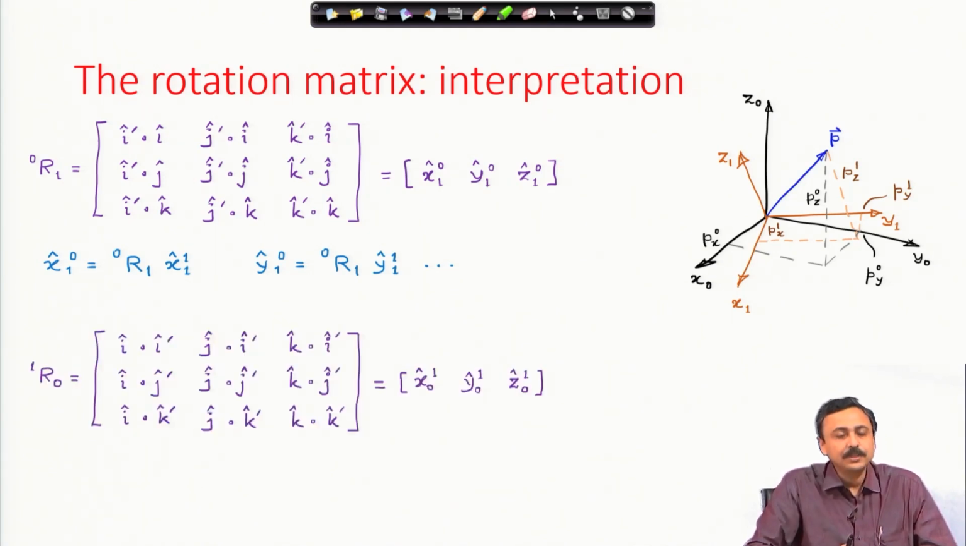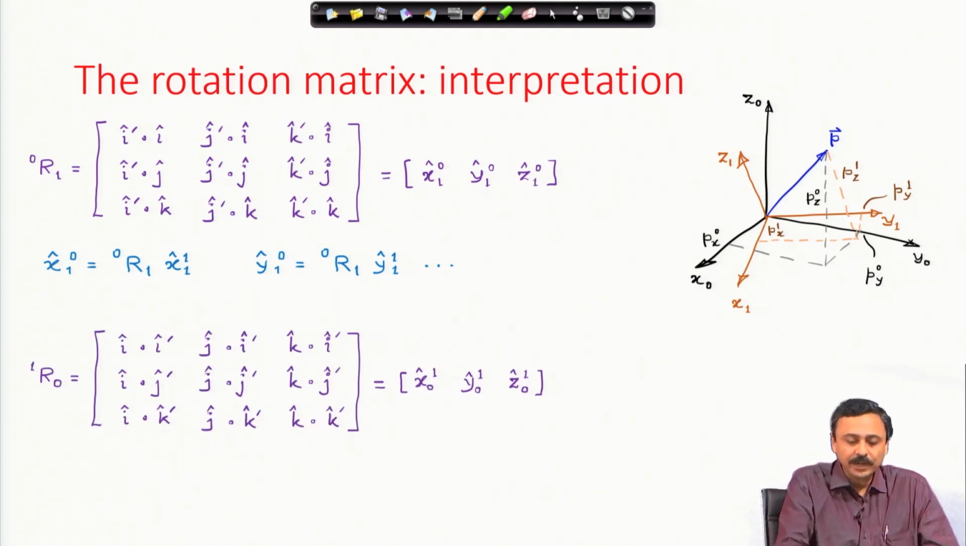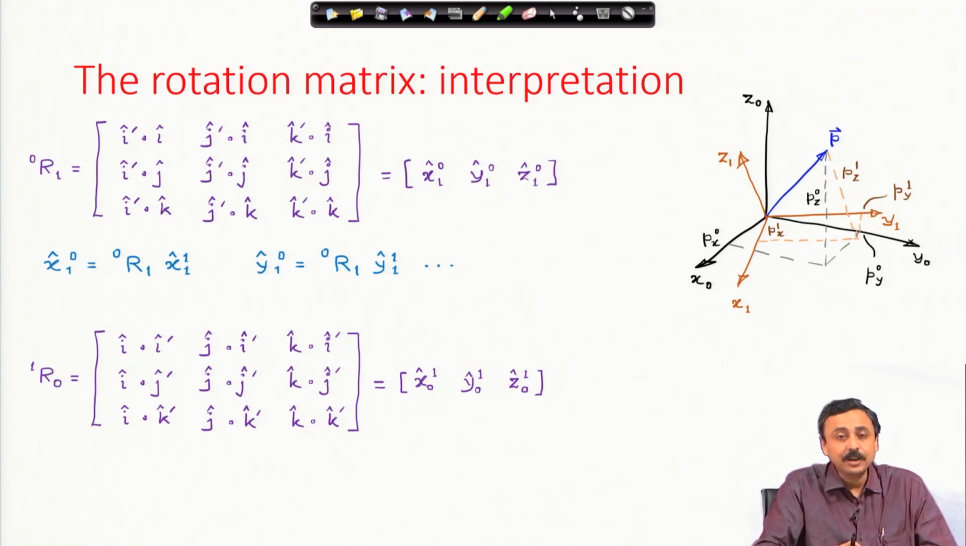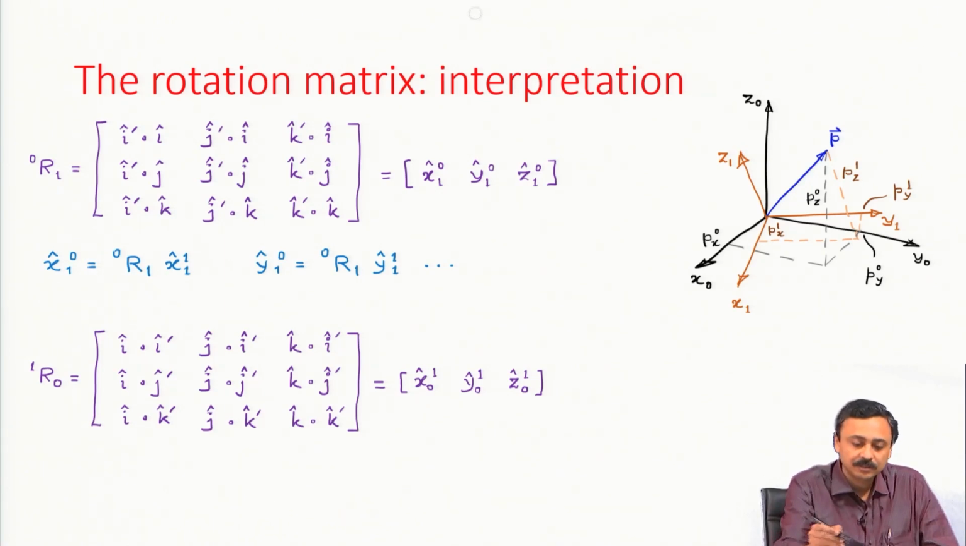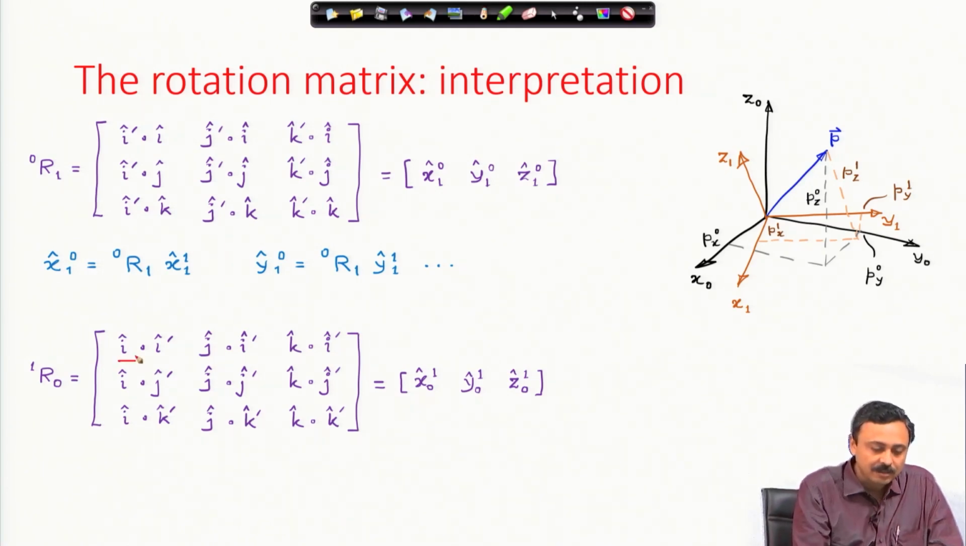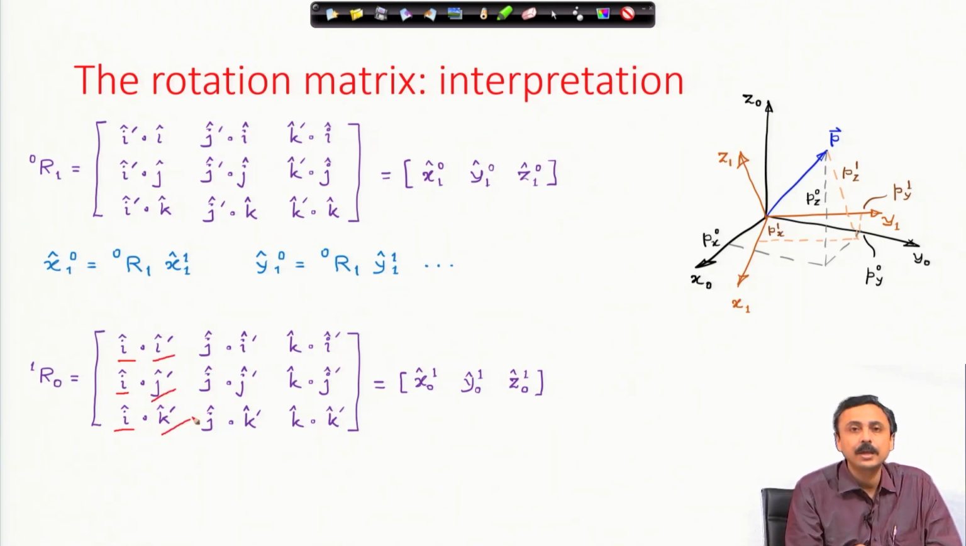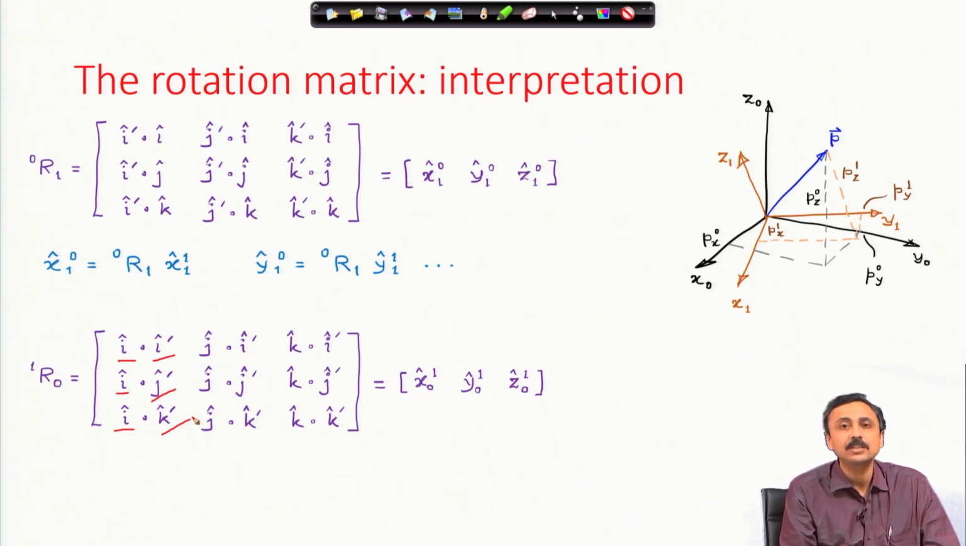Now, the same thing happens with R 0 to 1. Now, what do you find? The first column is the representation of x 0 in frame 1. I have taken I cap and taken its dot product with I prime cap, j prime cap, k prime cap. These are the direction cosines of the I cap unit vector in x 1 y 1 z 1.